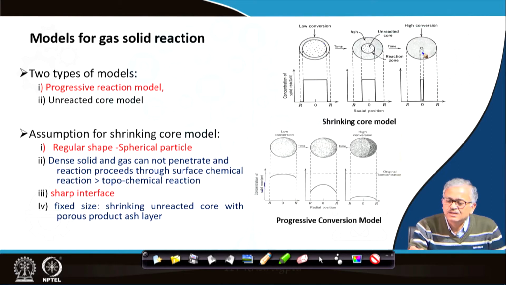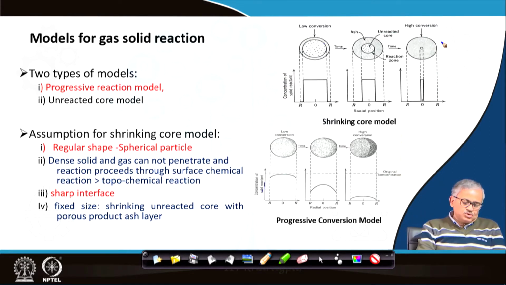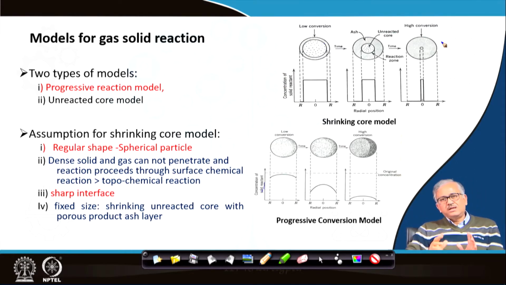After that you can find the unreacted core has diminished, and finally it will be completely diminished, and this is the thing. So that is called the unreacted core model or the shrinking core model, because the unreacted core is shrinking with time. That's why it is also called the shrinking core model.